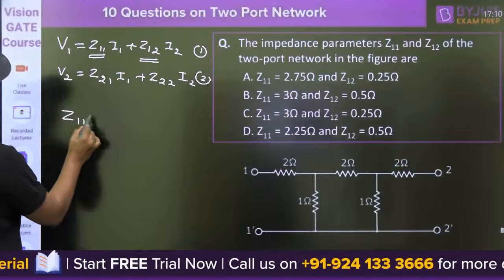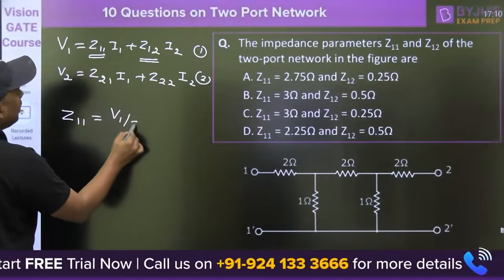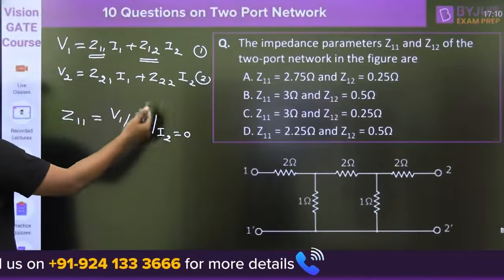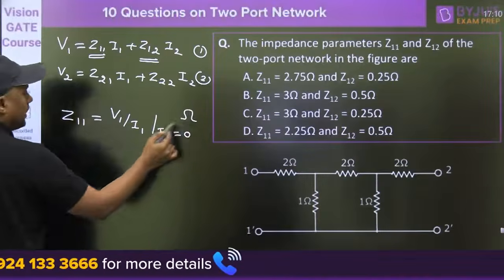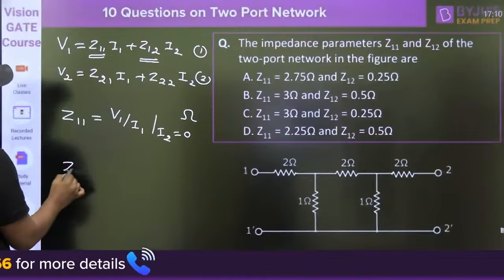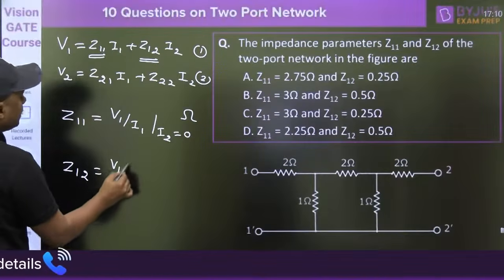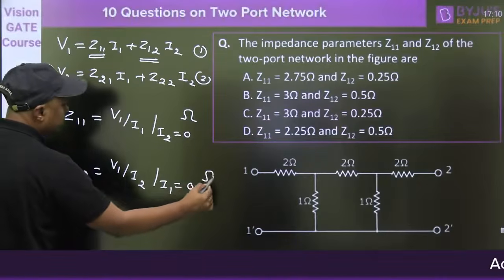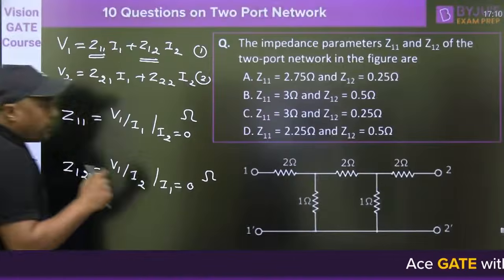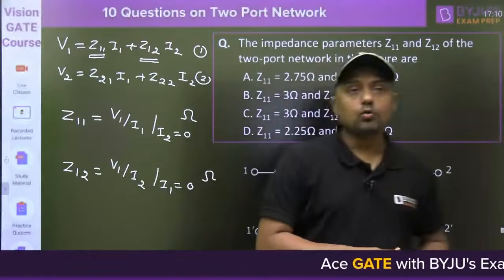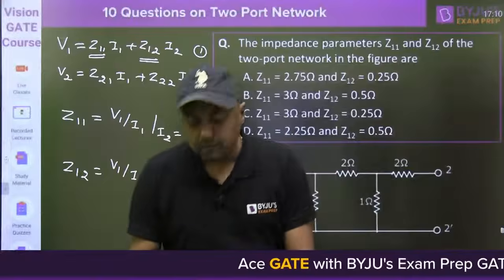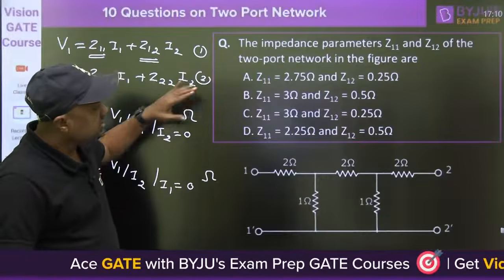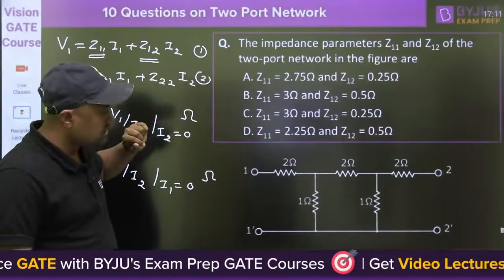What is Z11? Remember, V1 upon I1 with I2 equal to 0, meaning the output is open circuit, the current is 0, and the unit is ohm. And what is Z12? V1 upon I2 with I1 equal to 0, meaning the input is open circuit, and again the unit is ohm. These are called open circuit parameters. Now tell me, what is the answer for this question? Then how can we find Z11 and Z12?